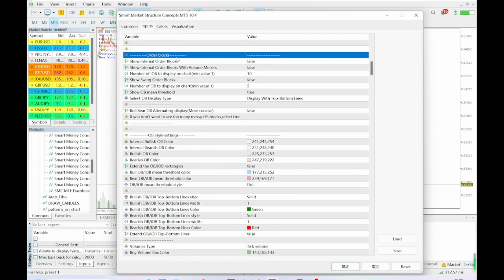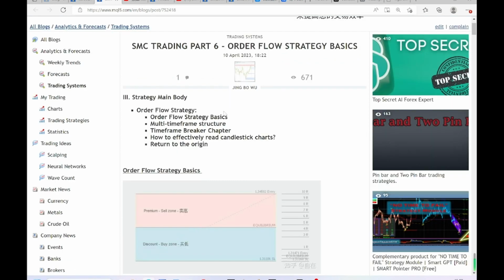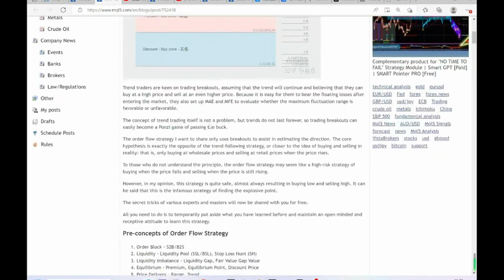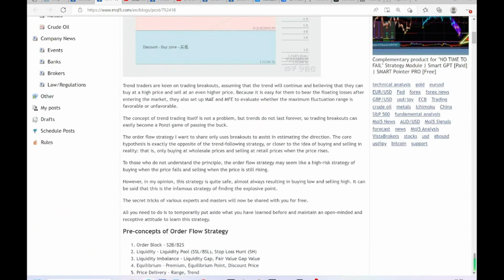Let's introduce the order block. Before introducing order block setting, we need to briefly introduce the order flow strategy to everyone. I recommend reading the SMC article I shared on the indicator page, which includes an introduction to the order flow strategy. At the beginning of the article, it was stated that the order flow trading strategy seems to be the opposite of the trend following strategy.